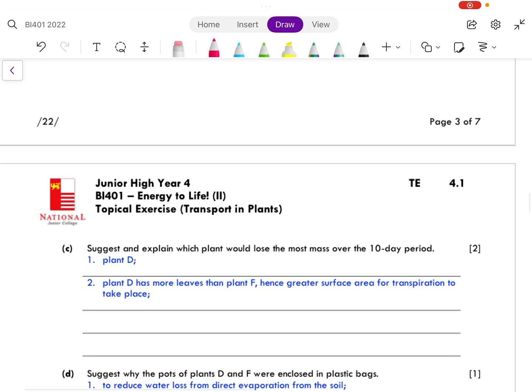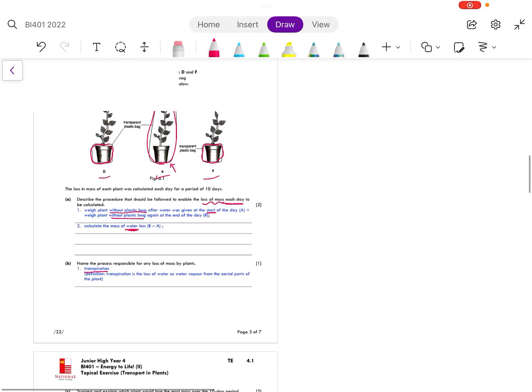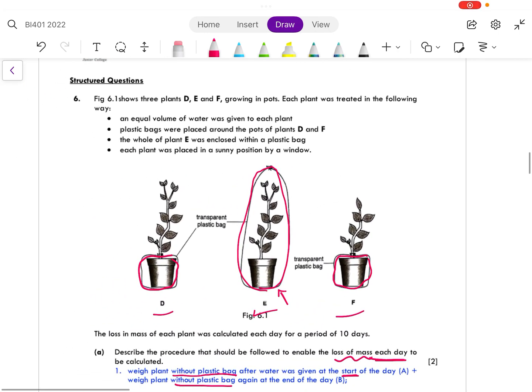Next, suggest and explain which plant would lose the most mass over the 10-day period. If you look at this over here, you'll find that when you look at D, E, and F, some things are different. Number 1, when you look at D, there are more leaves compared to in F, right? So if we just compare D and F, you expect that more transpiration will take place in D because there are more leaves and more surface area for transpiration to take place.